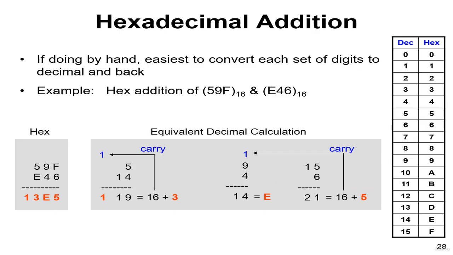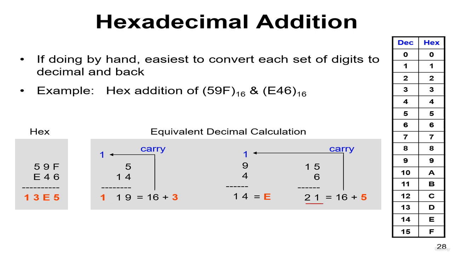Then we have some a little bit more complicated operations, which is the hexadecimal addition. If we are doing this by hand, it would be easiest to convert each set of digits to decimal and back. That is one way, or we can do it directly. We are asked to add these two numbers, 59F and E46. F is basically 15, so 15 plus 6. What is 15 plus 6? 15 plus 5 is 20, and 21. So 15 plus 6 gives us 21.